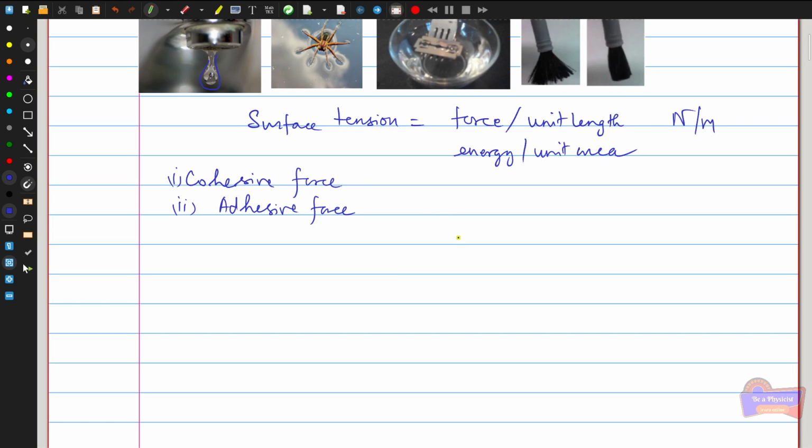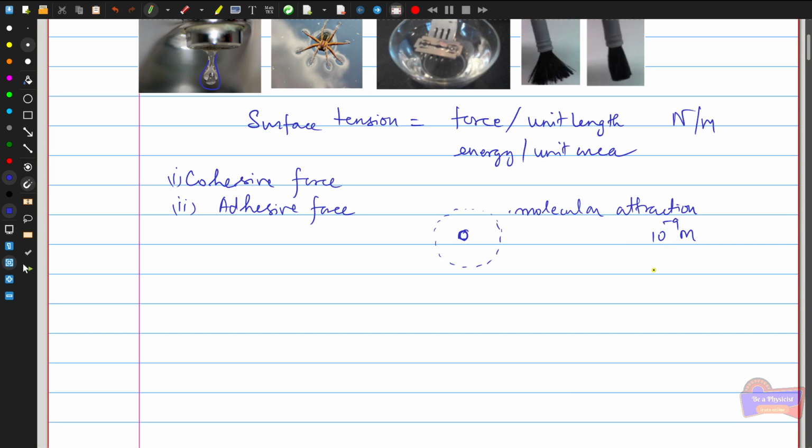Suppose you consider any molecule. This molecule has some force of attraction around it, which has a circular, spherical shape. The maximum distance to which a molecule exerts the force of attraction on another one is called the range of molecular attraction, which is generally in the order of 10⁻⁹ meters.